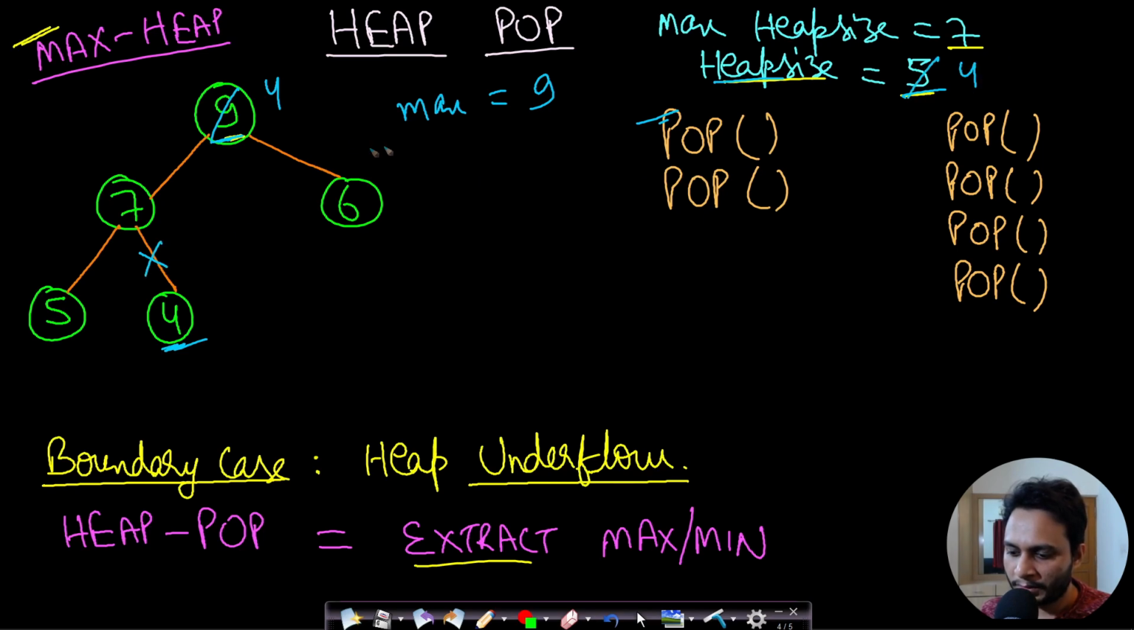Now once you have decreased the heap size, you want to maintain the max heap property. Whatever last element was copied to the root may not be the largest element in this entire heap, and so you will have to max heapify this root element. This is nothing but the percolate down algorithm. I hope you already know what max heapify is.